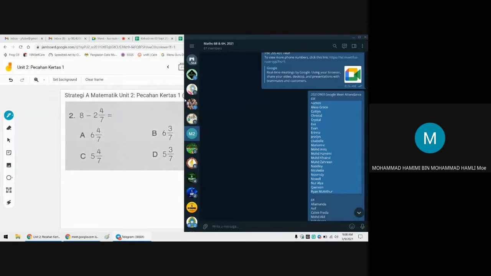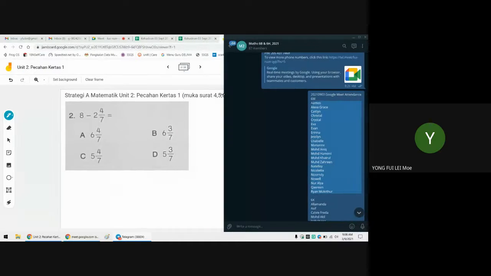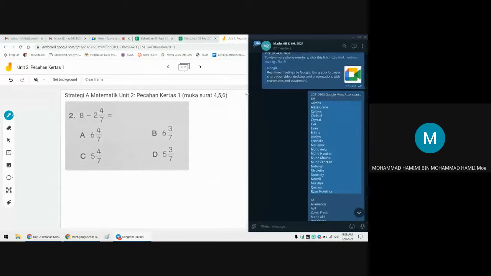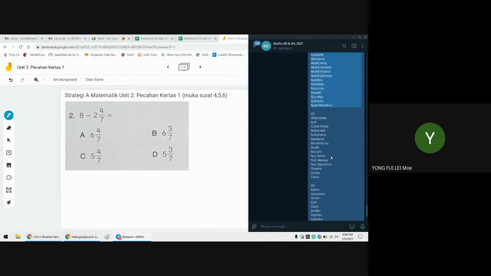Number 2. Oh, wait. I go take my book. Hey, where is your book? Everybody make sure you have your book and you have your calculation. Okay, next. From 6 Kuning, Natalie, can you tell me which one is your answer? A, B, C, D. Which one? Natalie.